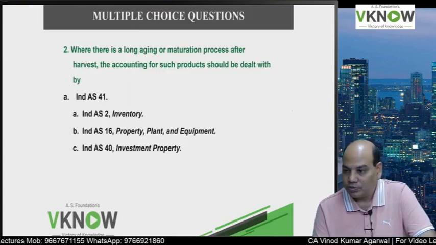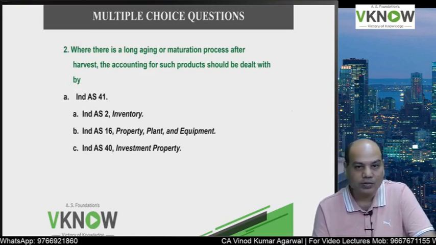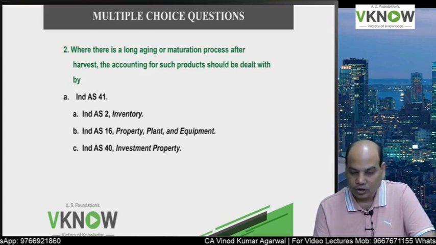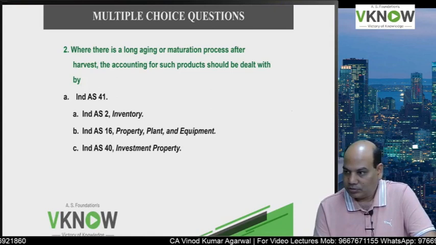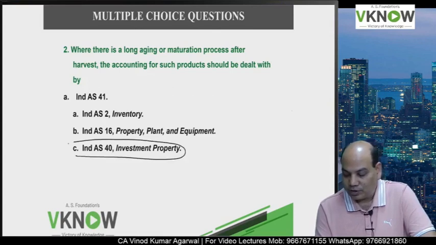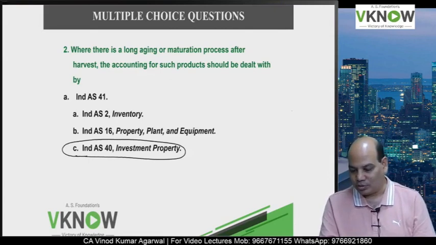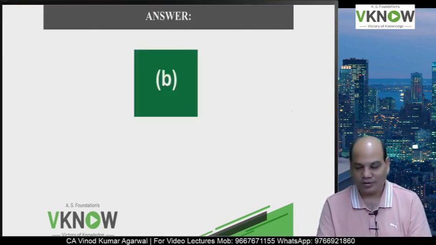Okay, one more trial. Where there is a long aging or maturation process after harvest, the accounting for such products should be dealt with by Ind AS 2 Inventory, or Ind AS 41, or Ind AS 16, or Ind AS 40, unbelievable option, Ind AS 40 Investment Property. They should have simply given 3 options. You can't give such options. So the answer is B, inventory.